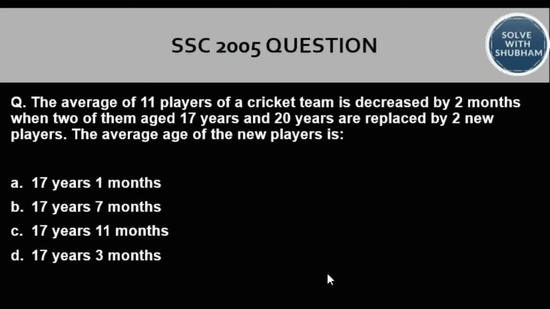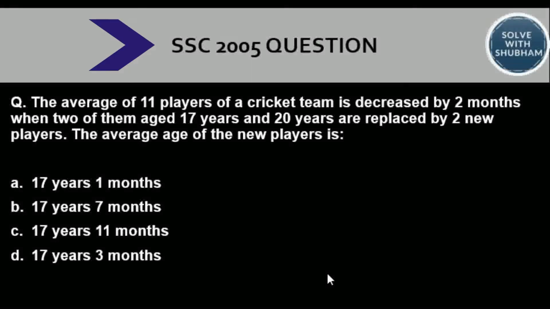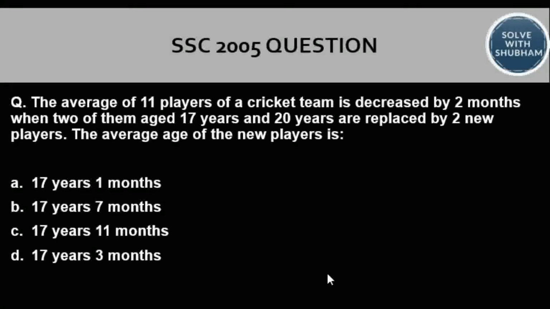Now again, the next question has been taken from the SSC 2005 paper. It goes like, the average age of 11 players of a cricket team is decreased by 2 months when 2 of them, aged 17 years and 20 years, are replaced by 2 new players. The average age of the new players is, you have been given 4 options.